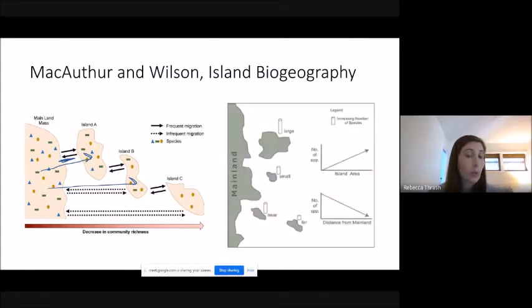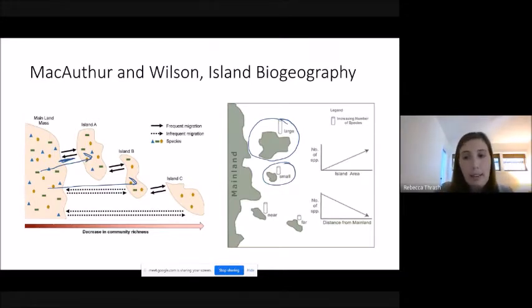Distance is not the only consideration here. Size is also really important. Say you have a really large island that is the same distance from the mainland as a smaller island. Even though there's the same probability that species will immigrate to these islands, the smaller island will typically be less biodiverse only because it lacks all of the resources and different ecological niches that these organisms could occupy.